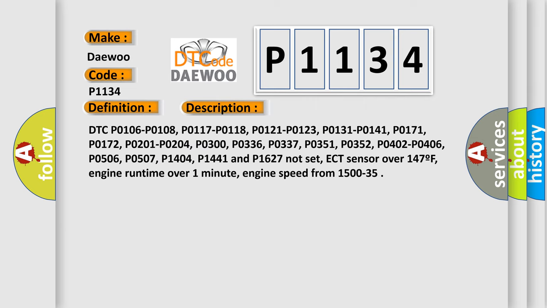DTC P0106-P0108, P0117, P0118, P0121, P0123, P0131, P0141, P0171, P0172, P0201, P0204, P0300, P0336, P0337, P0351, P0352, P0402, P0406, P0506, P0507, P1404, P1441 and P1627 not set, ECT sensor over 147F, engine runtime over 1 minute, engine speed from 1500 to 35.